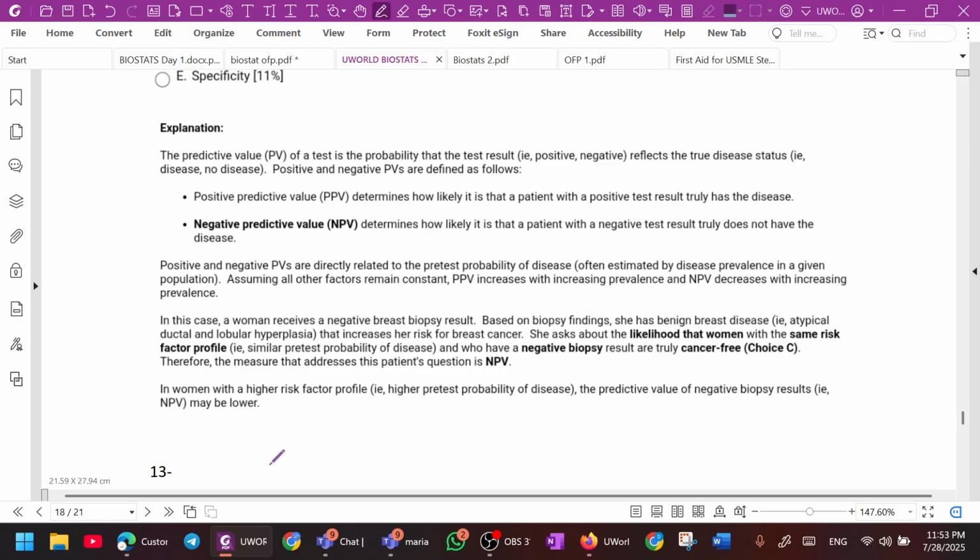Positive and negative predictive value are directly related to pretest probability of a disease.